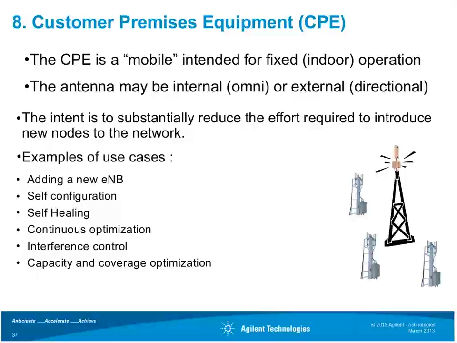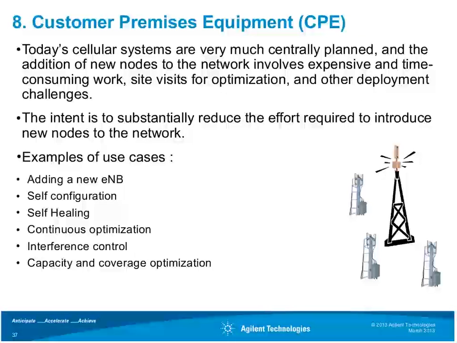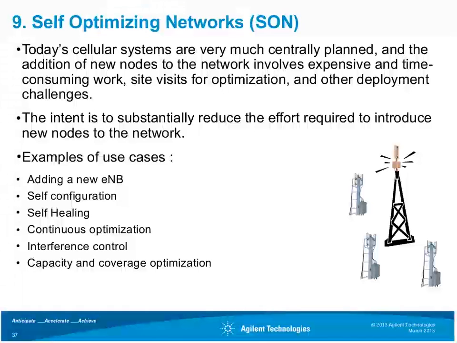And the last feature I'm going to talk about is self-optimizing networks. Today's cellular systems are very much centrally planned, and the addition of new nodes to the network involves expensive and time-consuming worksite visits. A self-optimizing network can substantially reduce the efforts required to introduce new nodes and manage the networks through self-configuration. There are a number of use cases in which SON could be applied: self-establishment of a new node, self-configuration, self-healing, continuous optimization, capacity and coverage optimization.